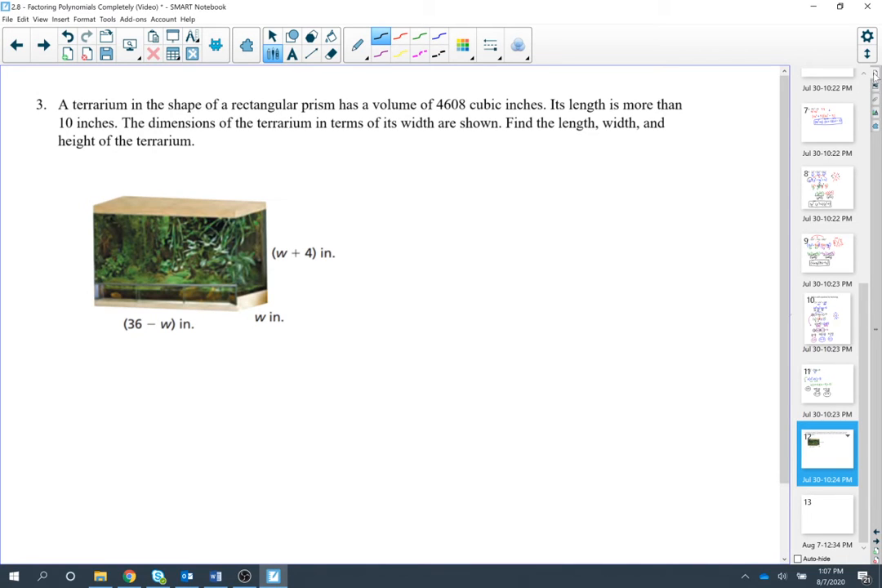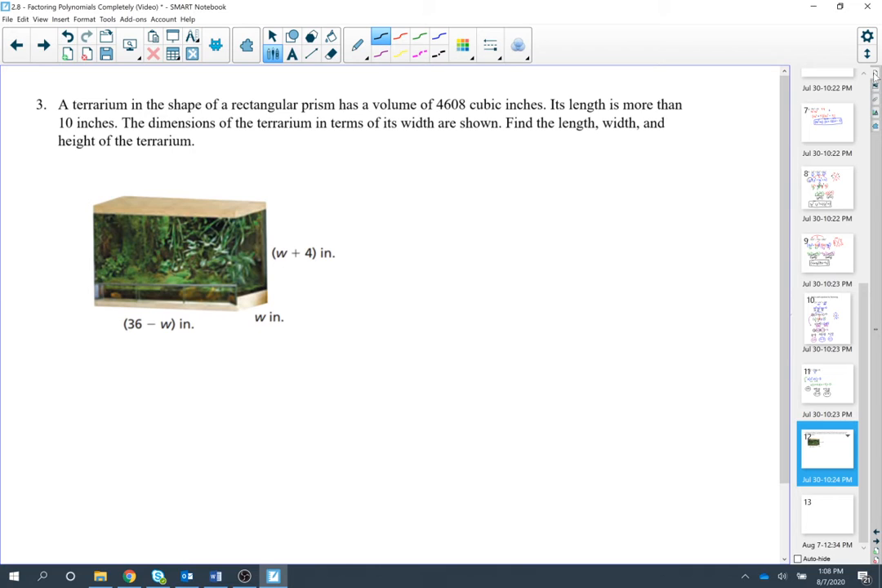Last but not least, we have our application problem for section 2.8, number 3. A terrarium in the shape of a rectangular prism has a volume of 4,608 cubic inches. Its length is more than 10 inches. The dimensions of the terrarium in terms of its width are shown. Find the length, width, and height of the terrarium.